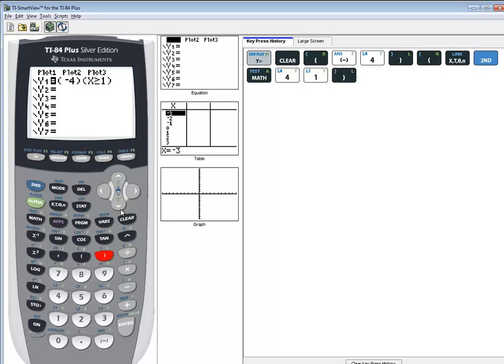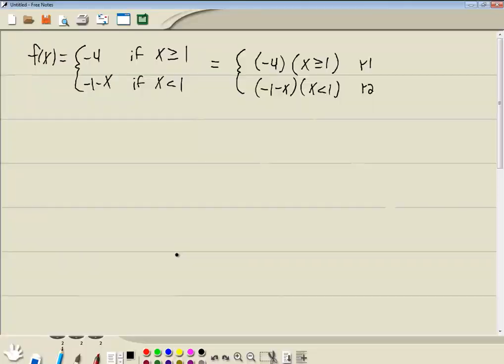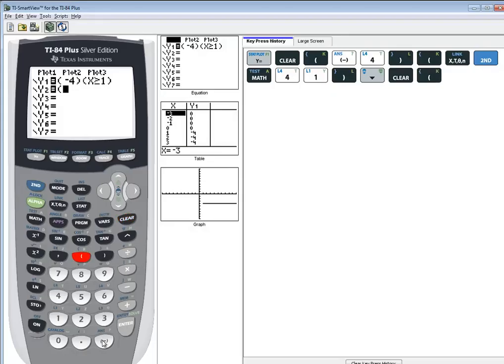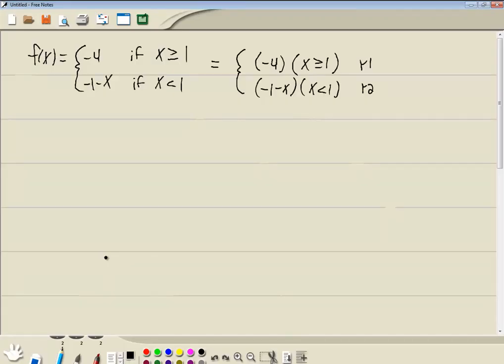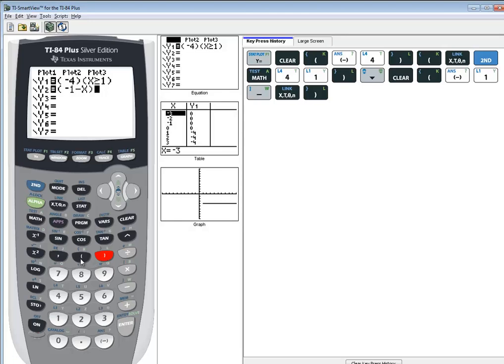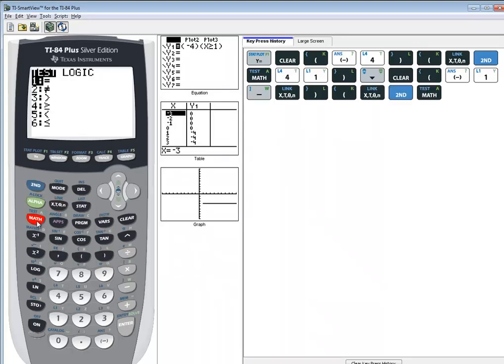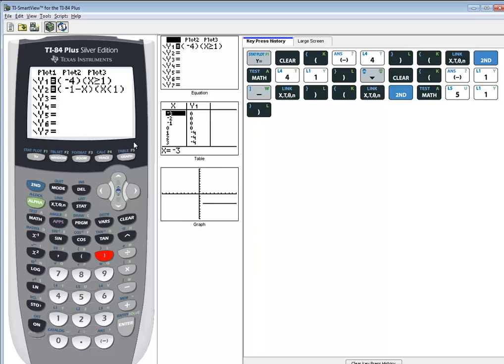Then closing parentheses. Down arrow to y2, press clear if you have anything on that line. Then we'll do a beginning parentheses, -1 minus x, closing parentheses, and then beginning parentheses, x is less than, so we'll do second math, go in the test menu, choose less than 1, close parentheses, and then finally graph.